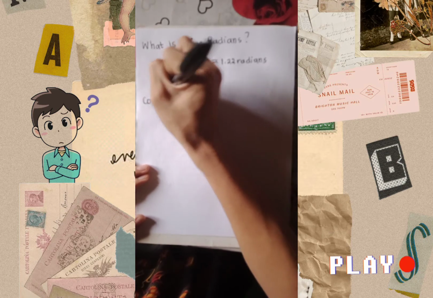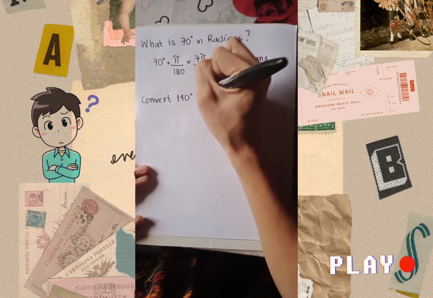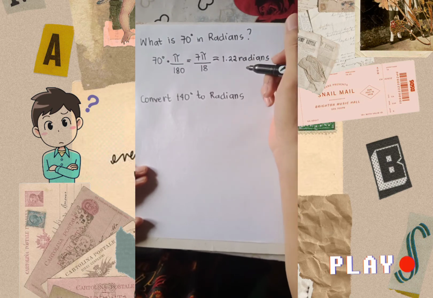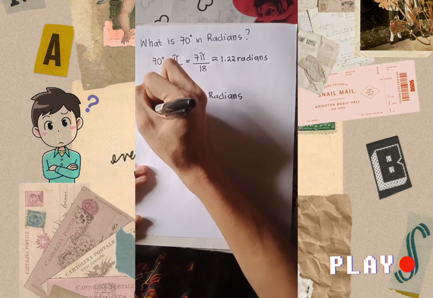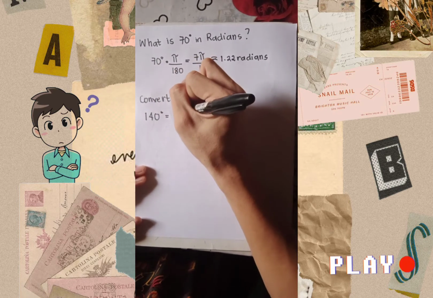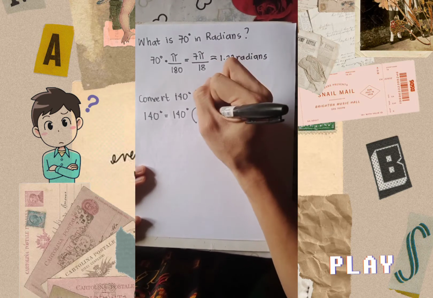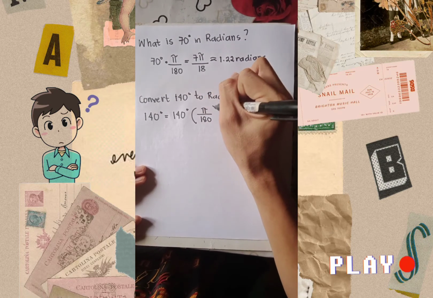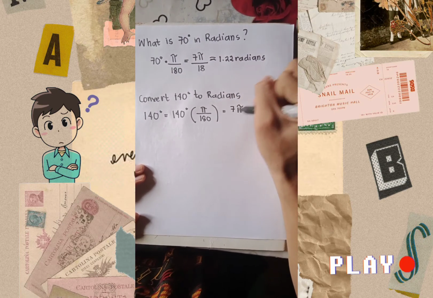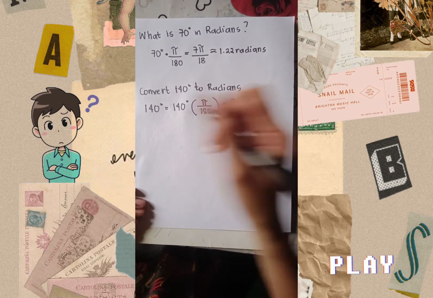Number 2, convert 140 degrees to radians. To convert degrees to radians, we use the same process as number 1. 140 degrees is equal to 140 times pi over 180, which is equal to 7 pi over 9.